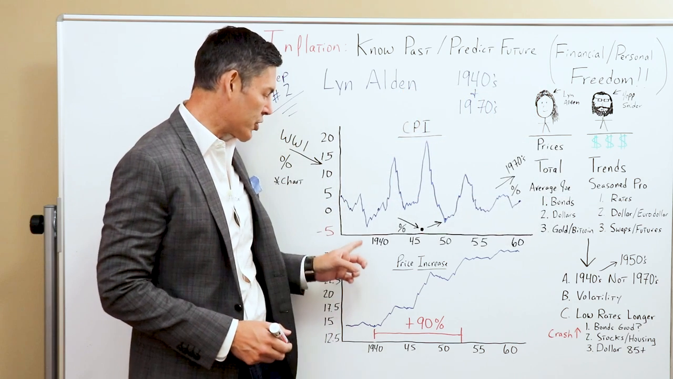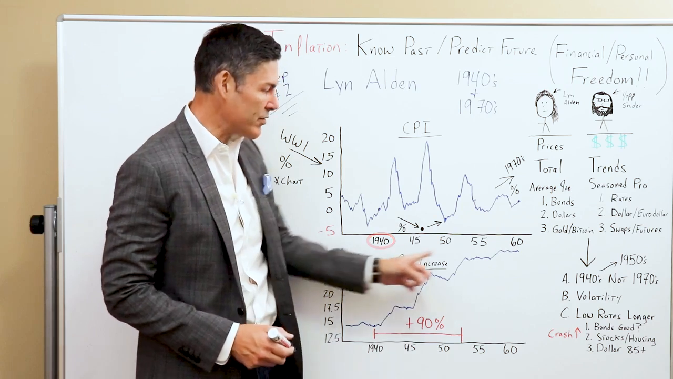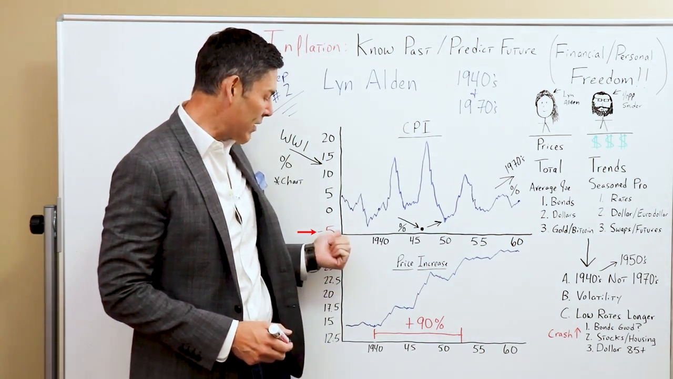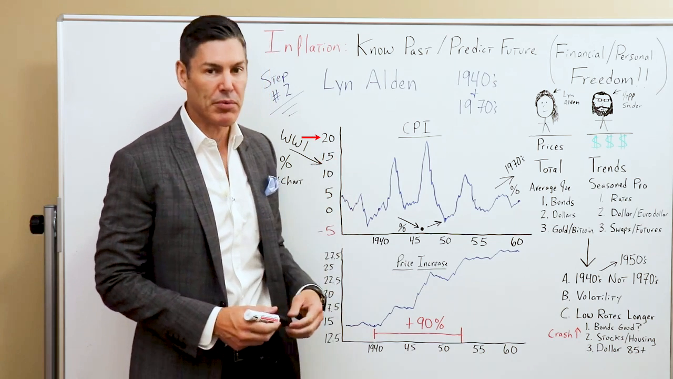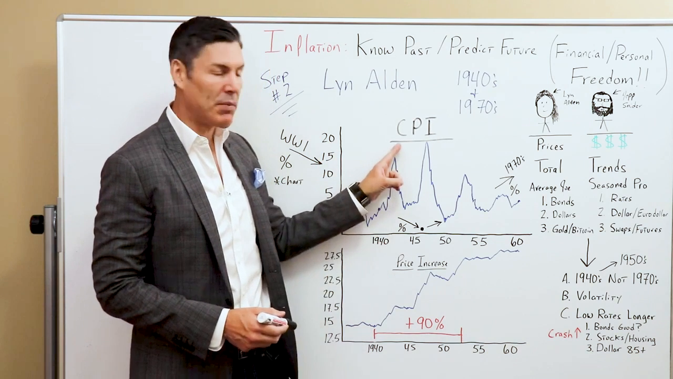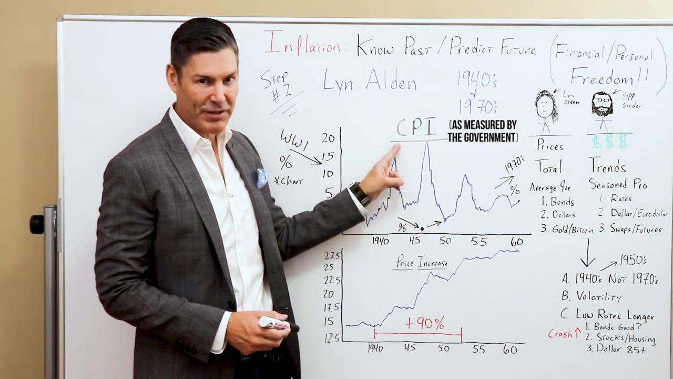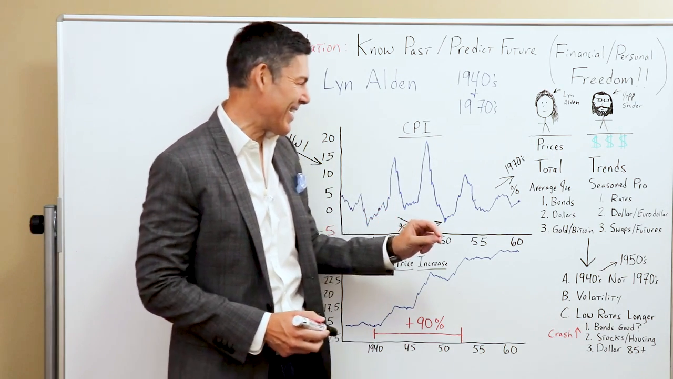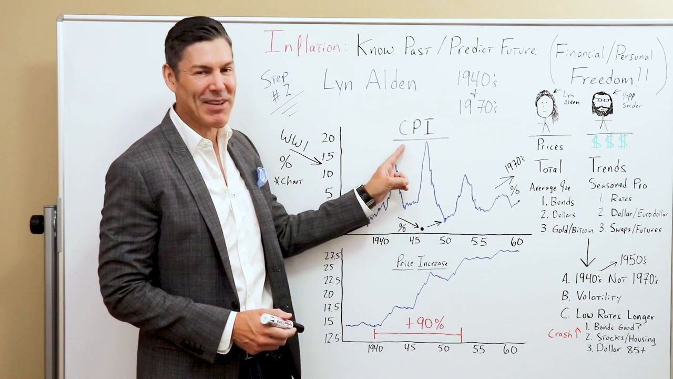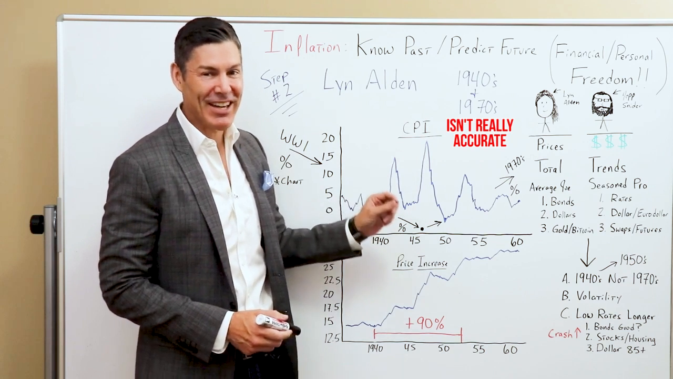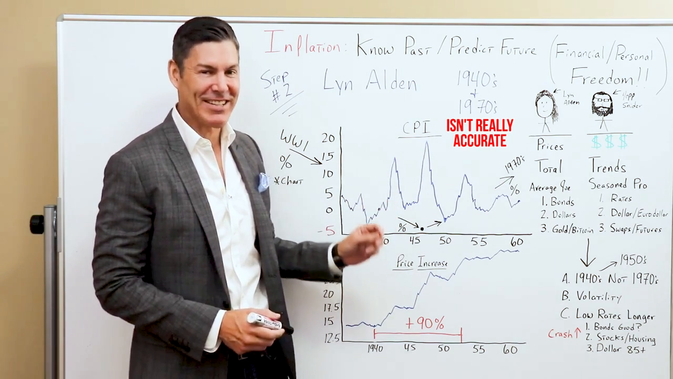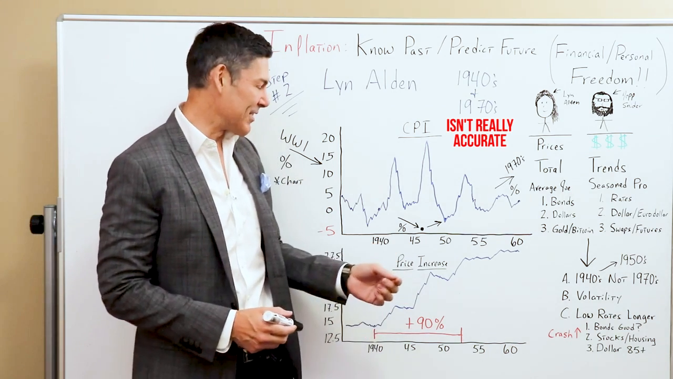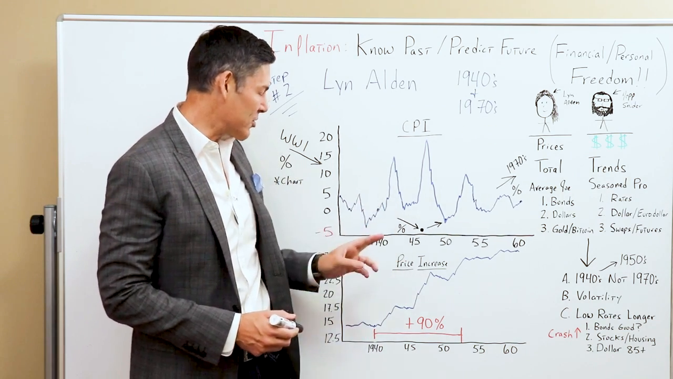Let's start by going over a chart going back to the 1940s all the way to 1960, and we go from negative 5% up to 20%. This is the CPI as measured by the government. I always like to insert that disclaimer because usually the CPI number isn't really accurate, especially in the 1990s and the 2000s, the 2010s, and what we're seeing today. But let's just go off this chart for right now.